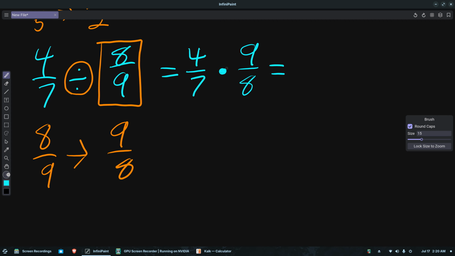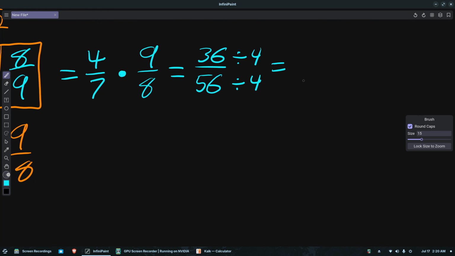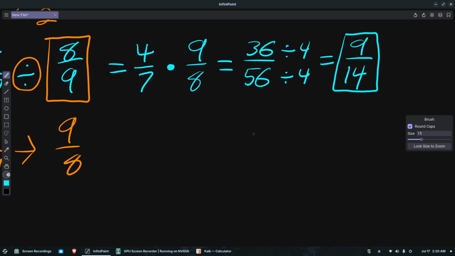We start with what's on top, 4 times 9. This is going to give us 36. And then we do what's on the bottom, 7 times 8. That is going to give us 56. And I believe we can take a 4 out of the top and bottom of these. So let's do that. We divide both the top and bottom by 4. That is going to give us 9 on top, and this is going to give us 14 on the bottom. This cannot be further simplified, and 9 over 14 is the final answer.